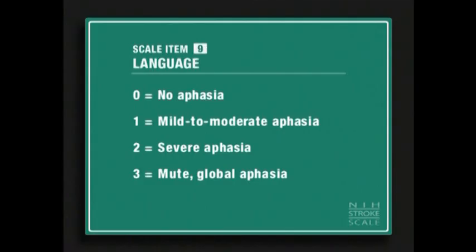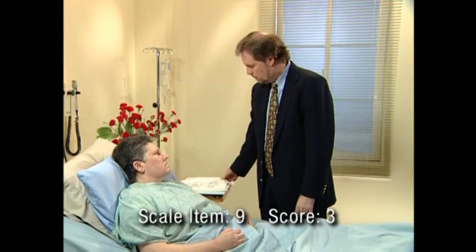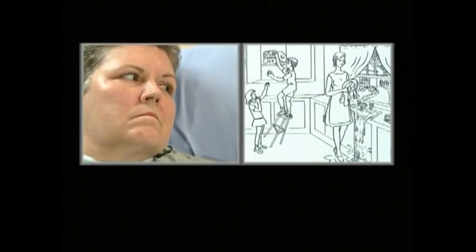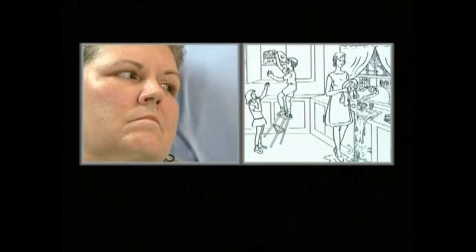Okay. Score a 3 if mute for any reason or for global aphasia, or if no usable speech or auditory comprehension is demonstrated. The examiner must choose a score of 3 for the patient with a stupor or limited cooperation. Would you take a look at this card? Is there anything that you can tell me about it? I'll hold it where you can see it. Can you speak at all about that card?